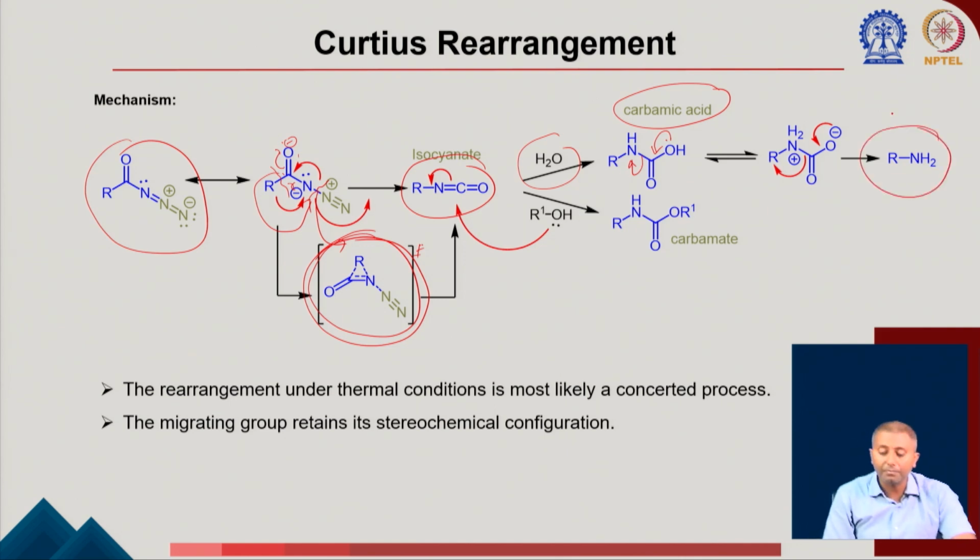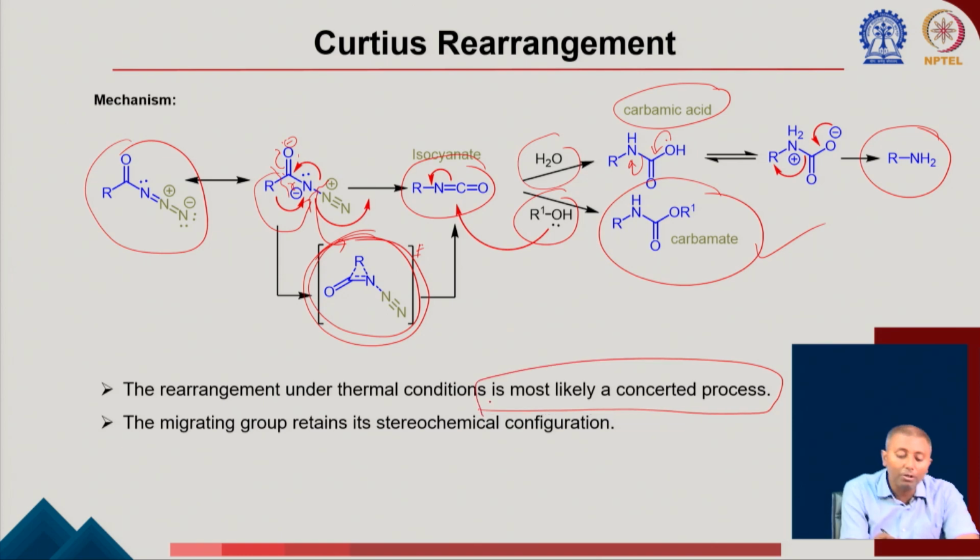Okay. And then if you treat with an alcohol, it will generate the corresponding carbamate, and depending on the alcohol you can vary different types of alcohol to get different types of carbamate here. And most likely this rearrangement goes through a concerted process. Okay. Although we try to show this type of arrow pushing mechanism, this reaction goes by a concerted mechanism to form the isocyanate.